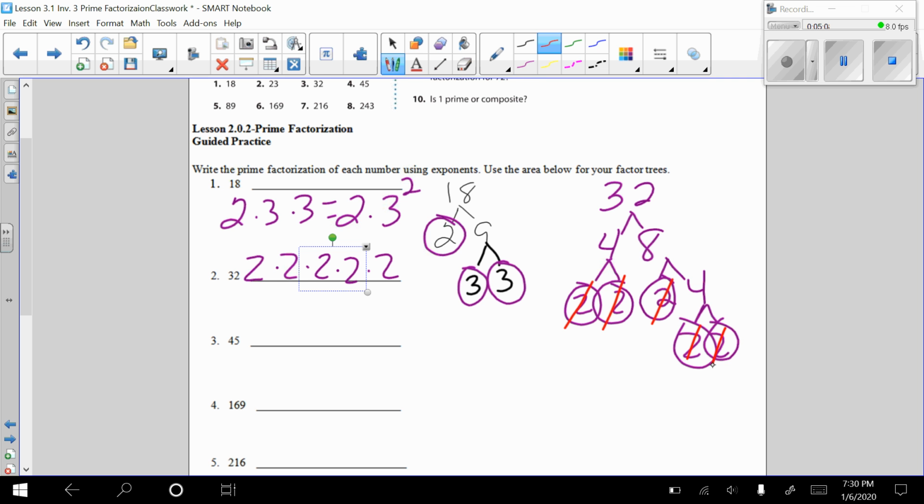Then if I needed to rewrite this, 2 is the base number. How many do I have? 5 of them. So 2 to the 5th power equals 32.